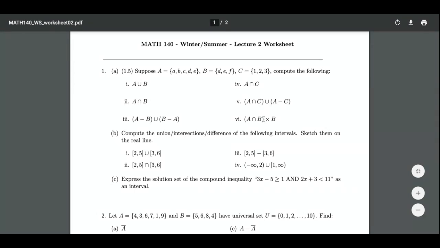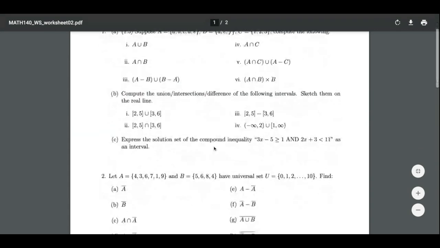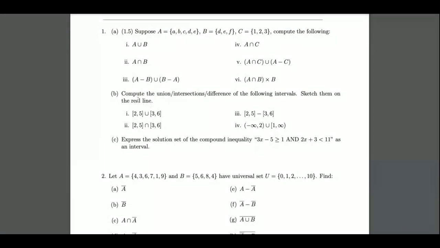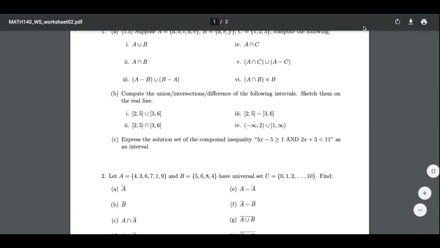So now let's try B. What do we have to do with B? We have to compute the union, intersection, and difference of the following intervals. We're going to sketch them on a real number line. For the first one, we have a closed set, bracket 2 up to 5, union 3 up to 6.